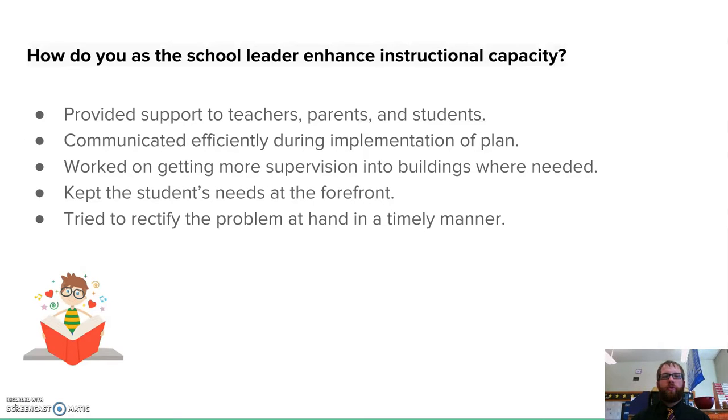And then how do I, as a school leader, enhance instructional capacity? Again, just providing that support so teachers can teach and parents can parent and students can learn. Hopefully communication was done so efficiently during this implementation. Again, working on that supervision so kids feel protected. Working to do this all for the kids. It's not for me as the building administrator.